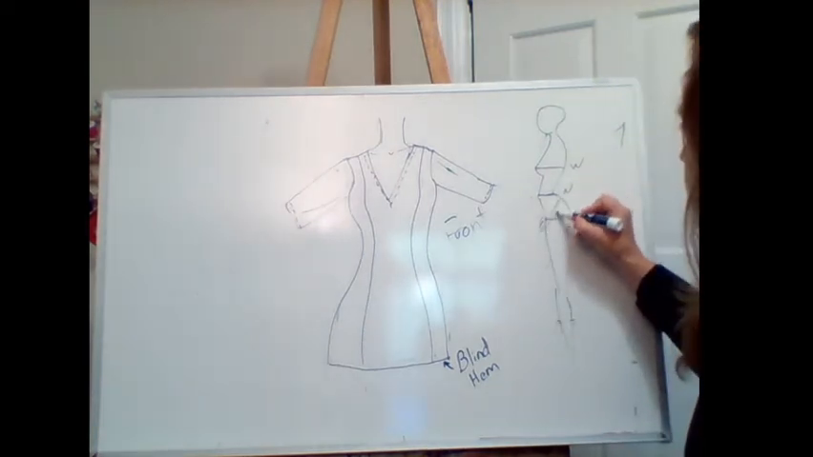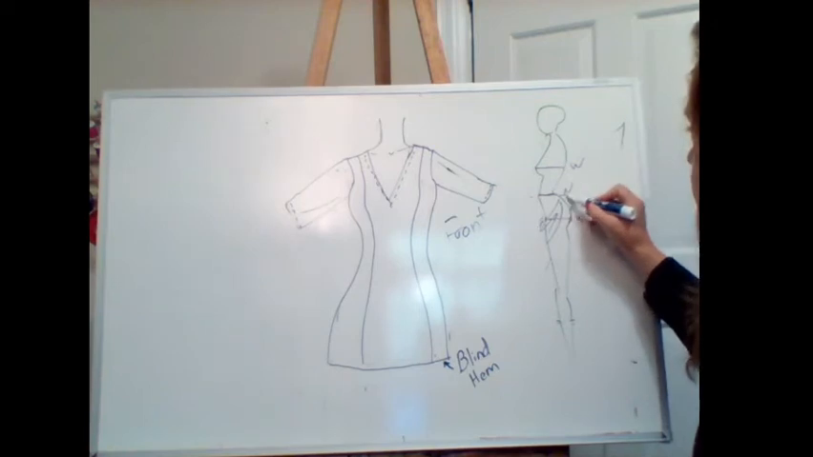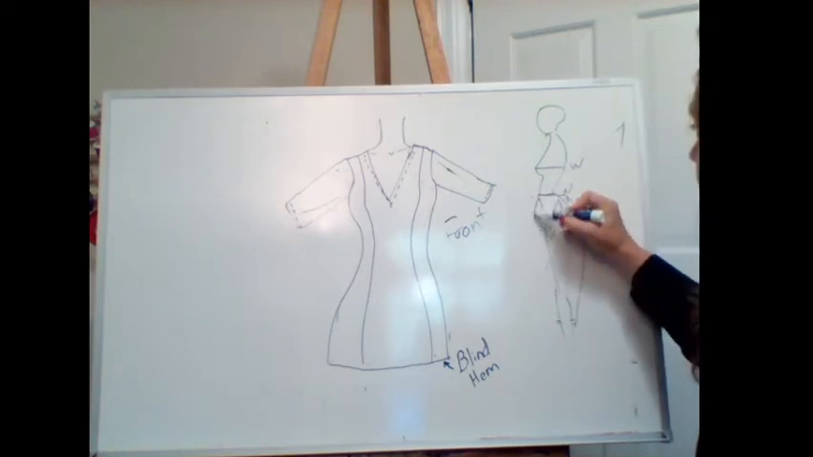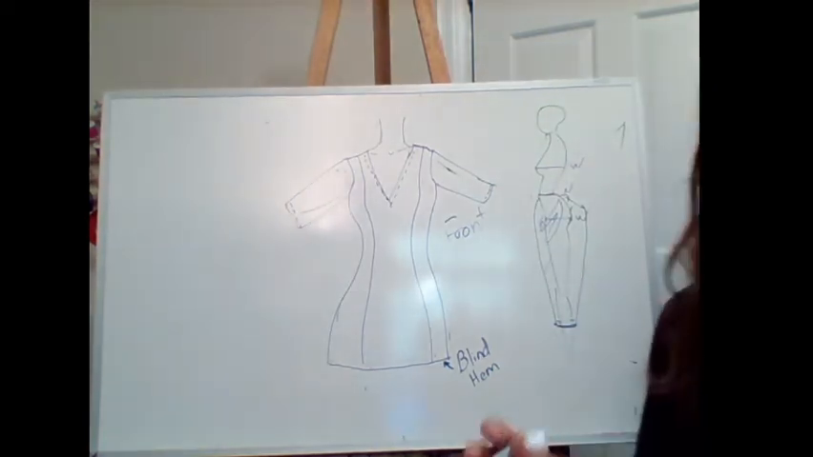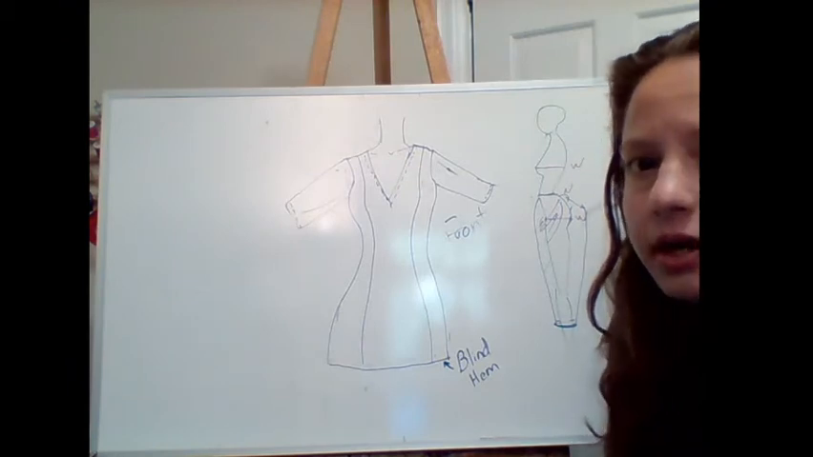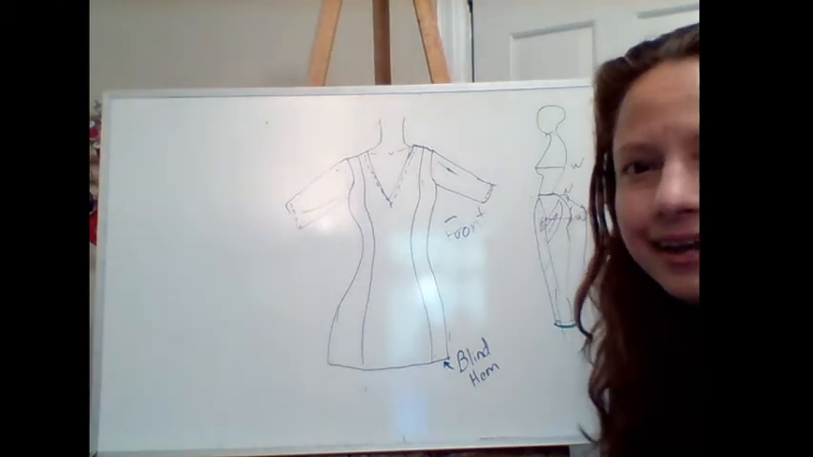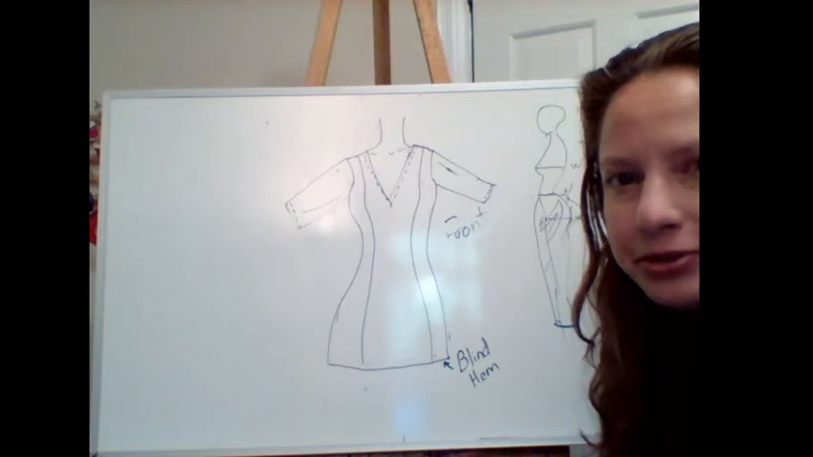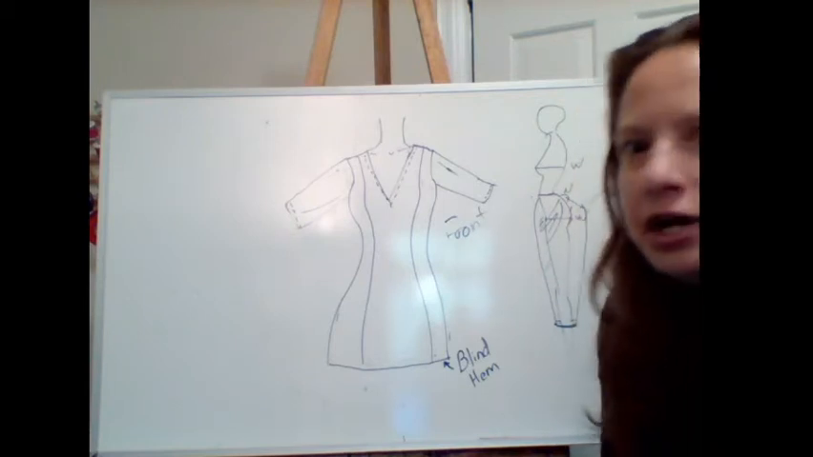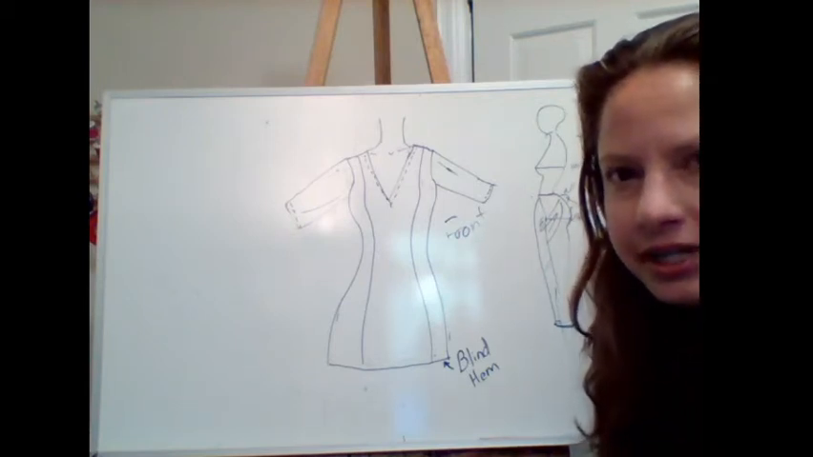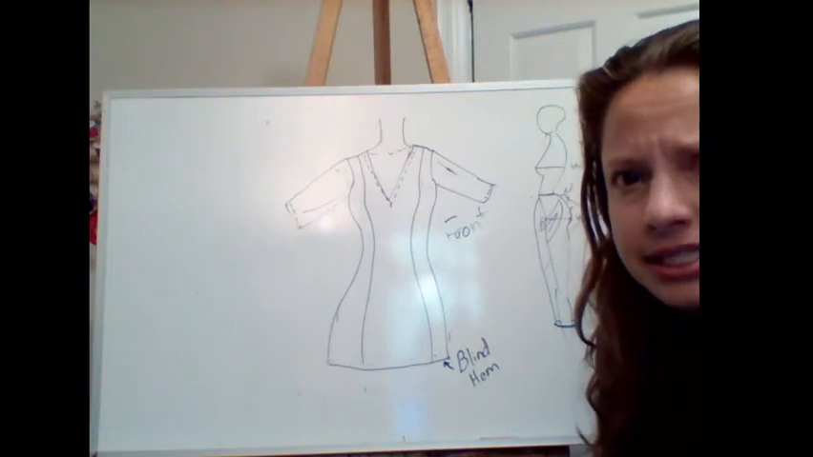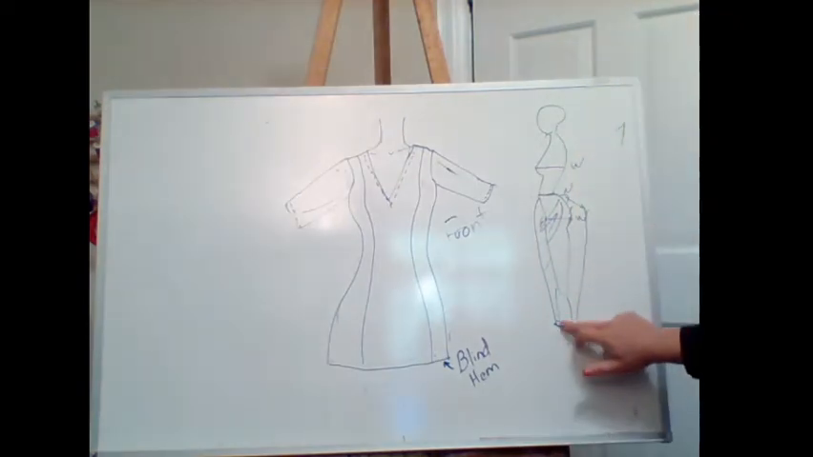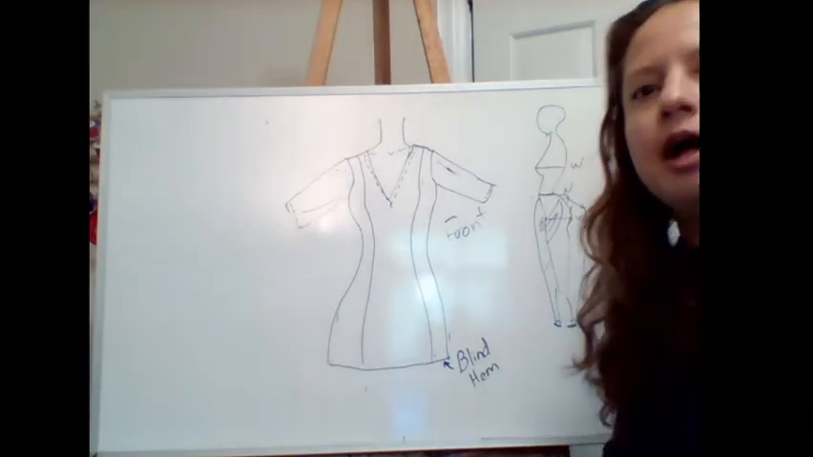It was long. It had a peg top up here, so it had a little bit of fullness up here, but would come down and be very, very narrow at the bottom and not allow for any walking ease. And it got dubbed the hobble skirt because you could only hobble around very awkwardly in it. Luckily, they're not in style anymore. If they were, we'd all still be hobbling around.